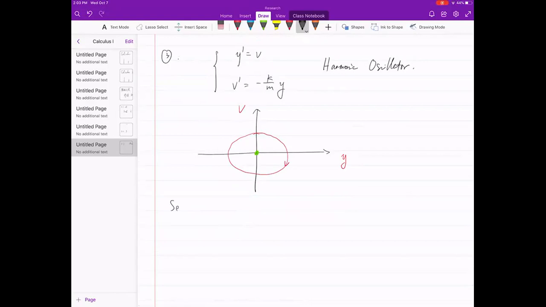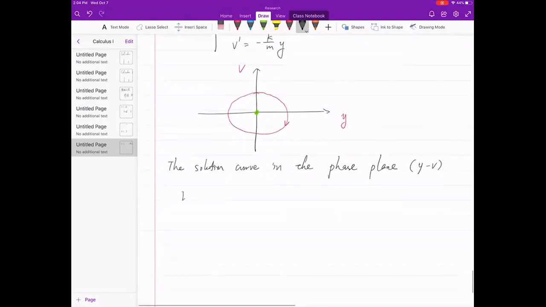Good. The second interesting thing, however, becomes super interesting. That is the solution curve in the phase plane, in this case, the yv plane, is an ellipse. Because this one looks so nice. Still okay?